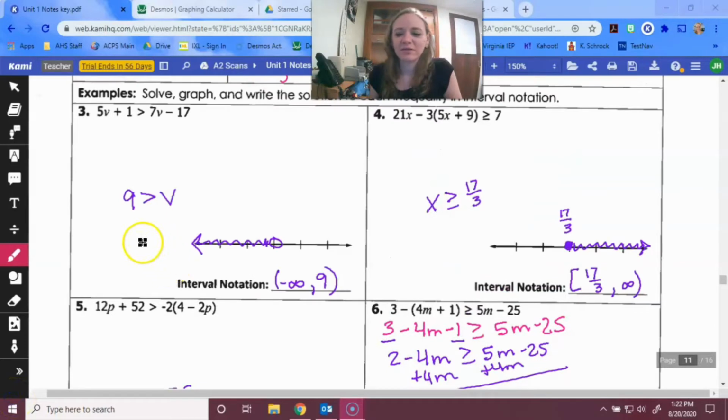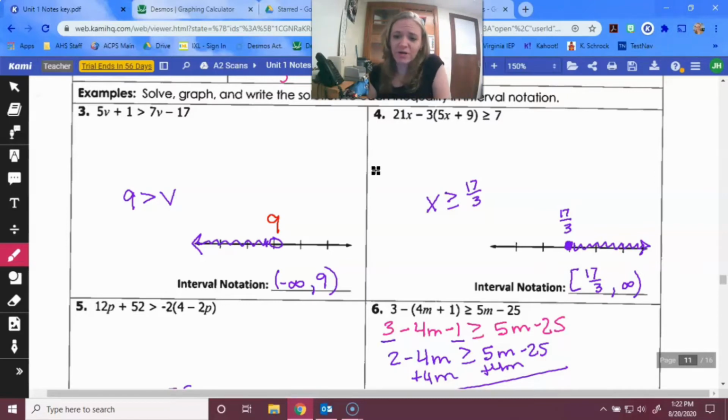Alright, so here are your solutions. Number 3: 9 is greater than V, or V is less than 9. It's the same thing. So we shade to the left, open circle, and there should be a 9 there. My bad. Negative infinity, comma, 9, both with parentheses.